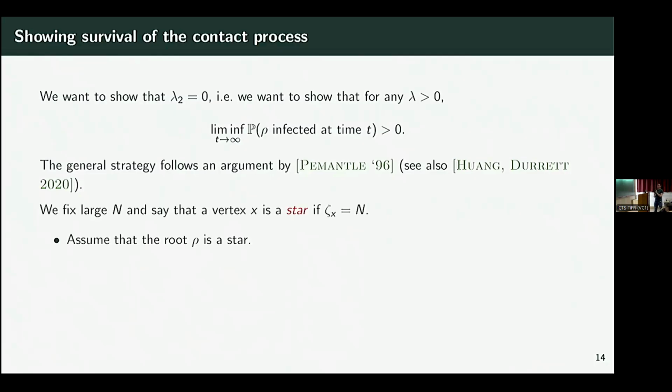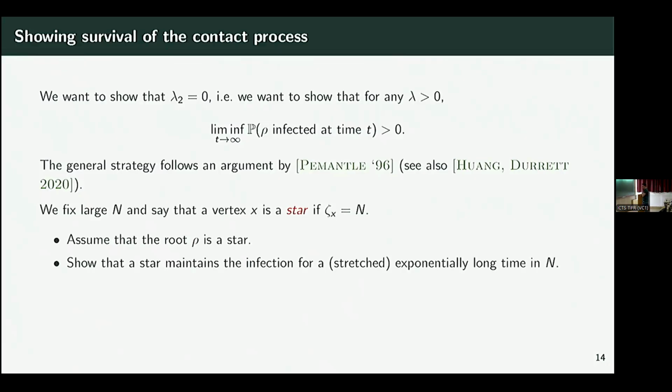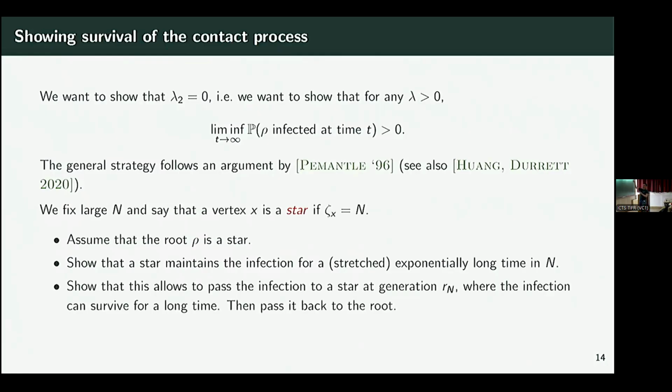This goes back to an argument by Pemantle and then Wang and others, and there are variations of this. The idea is that you have big vertices with big degree that maintain your infection for a long time. What you want to show is that your root is a star, and it survives there for a long time. In that time, you can pass the infection to the next star, and so on. That way you can bring the infection arbitrarily far into your tree, but at the same time you can also bring it back to the root infinitely often.